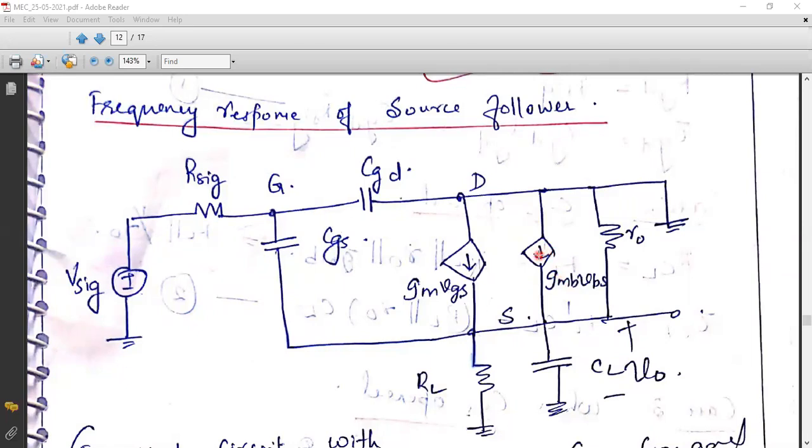Already you have learned it in the T equivalent circuit. In the T equivalent circuit, whenever you are replacing a current source, you have to replace it with a resistance equal to the reciprocal of the transconductance. After seeing this diagram, it is obvious that we have three resistances connected in parallel across the source and ground: one is RL, another is R0, and the other is the resistance of this current source, that is nothing but 1 by GMB.